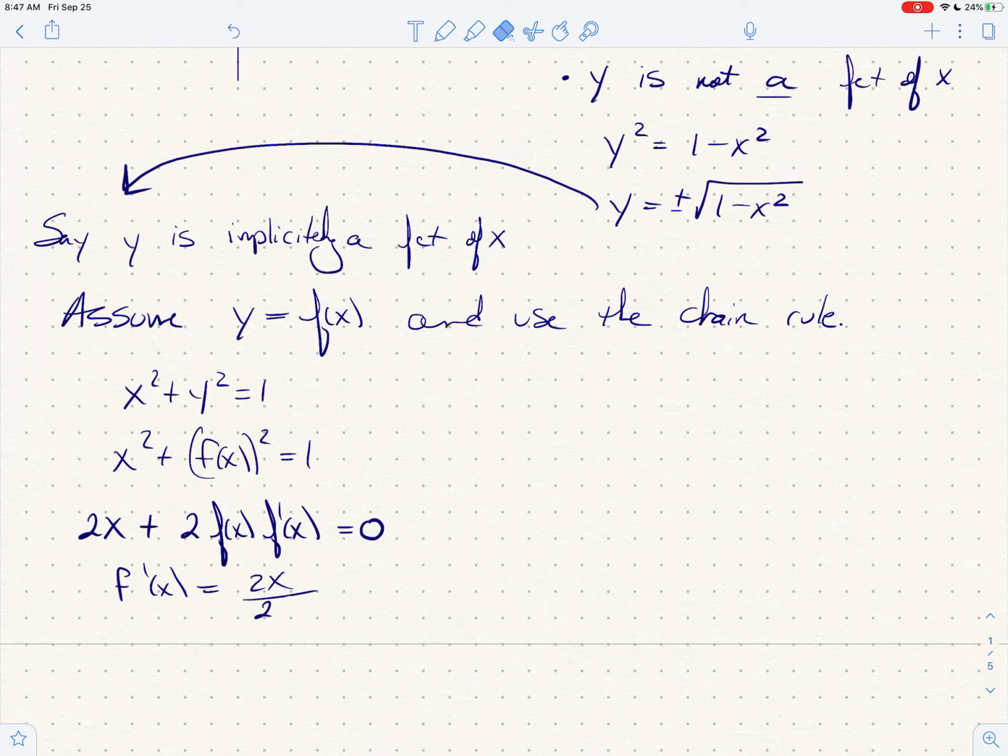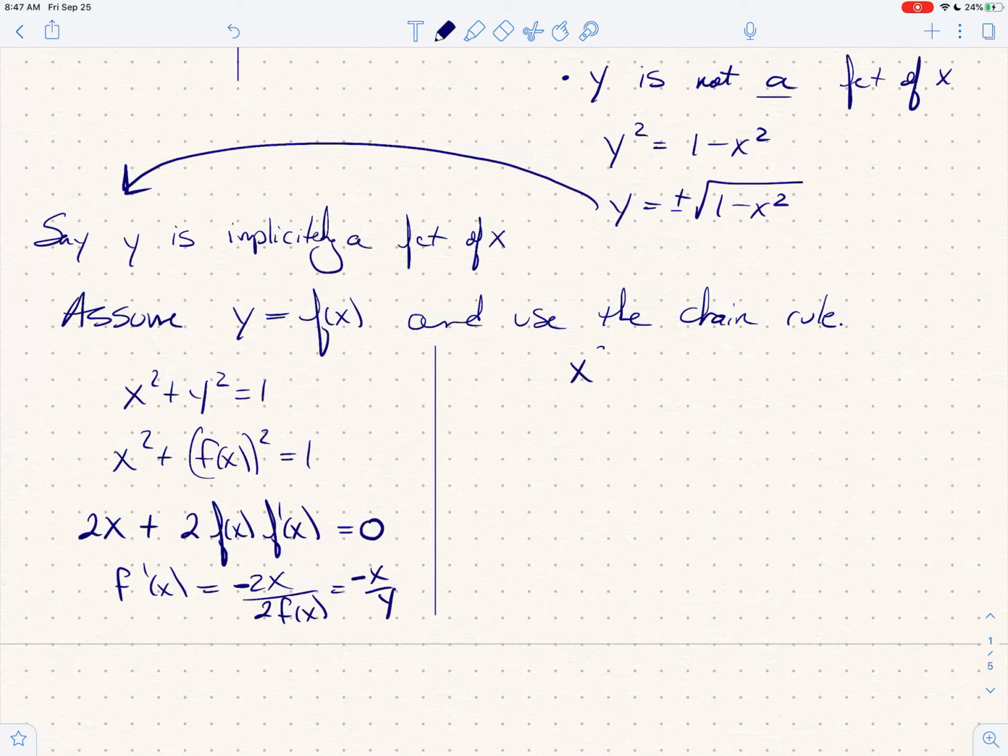Y is f of x, right? And so you would write this as x over y, except I needed a negative up there. There we go, negative x over y. Okay, so that's how you do it. That's it. We typically won't actually replace the y with f of x. Let me show you how we're going to do it.